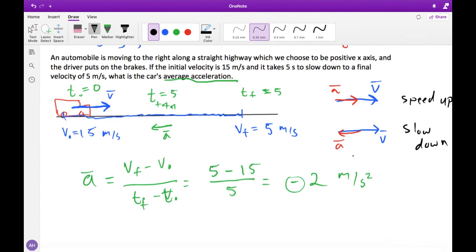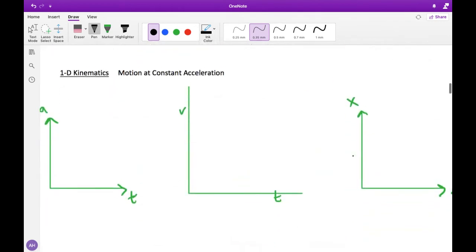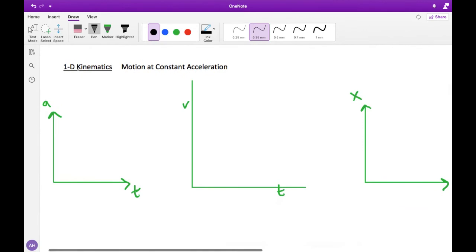Cool. So next, I wanted to move on and talk about motion with a constant acceleration in one dimension. By one dimension, we mean it's just along a singular axis, either going left and right on the x-axis, or an object that's going up and down in the y direction on the y-axis. It's useful to analyze a situation that has constant acceleration because we can often make good estimations by just assuming the acceleration is constant.